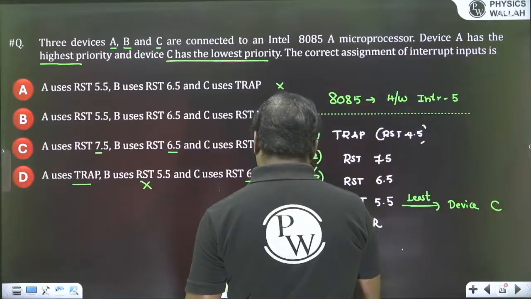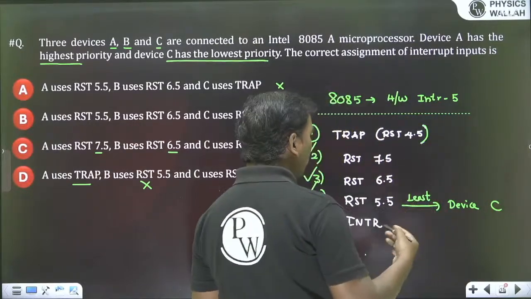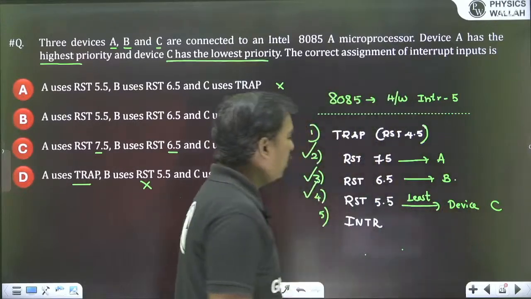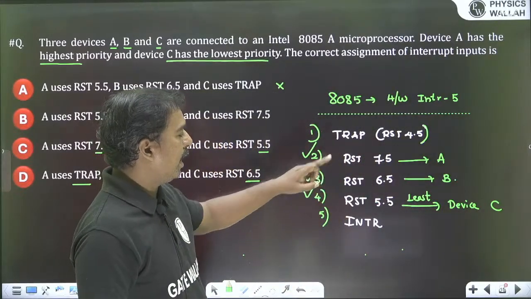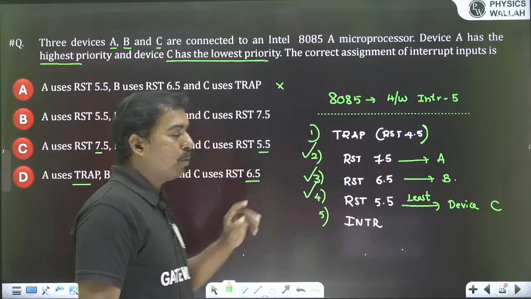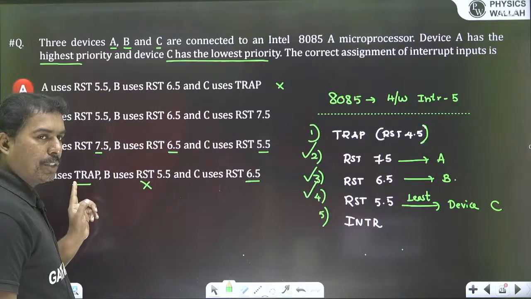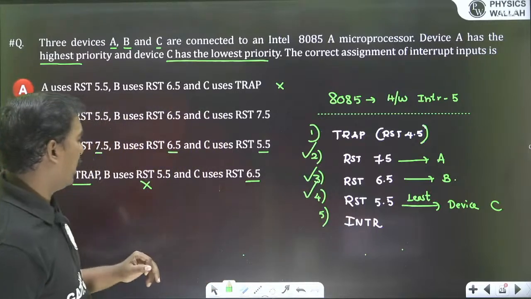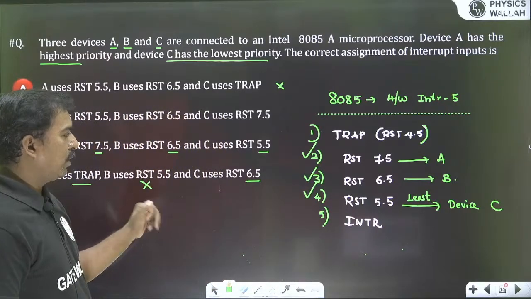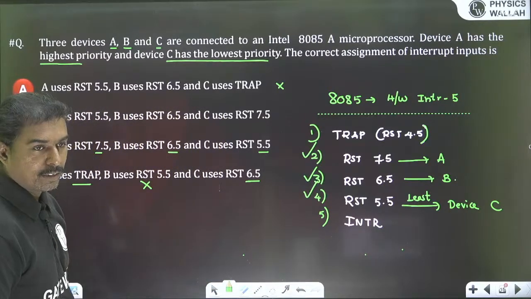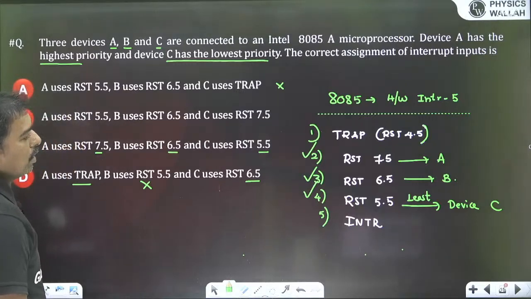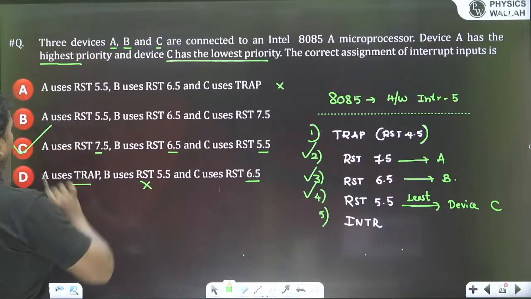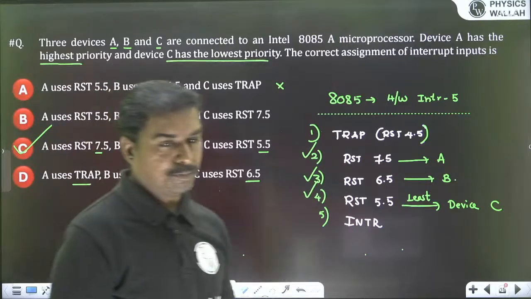Actually A can work, but we have to look at B and C again. So this is A, this is B and this is C. Now look, among these three, this one is the highest priority, this one is the least priority. Do you understand? In this option A is getting the highest priority, but C is not getting the least priority. For the least priority, 5.5 should come there. You understand, my dear? So the right answer for this question is option C. Any doubts in this question you can ask me.